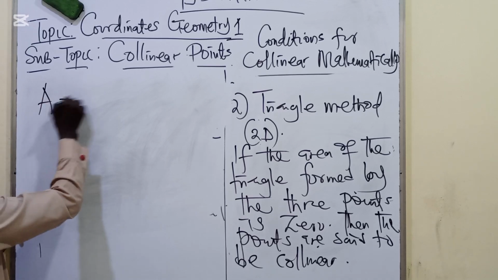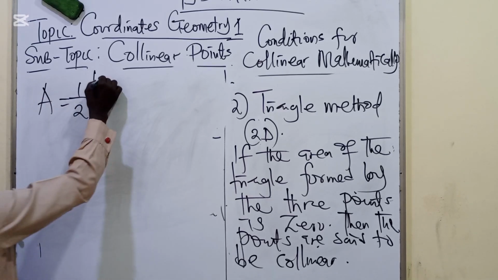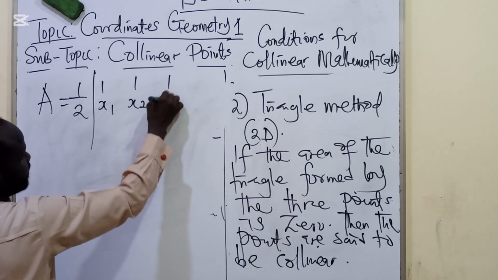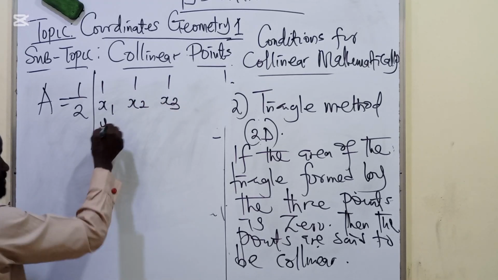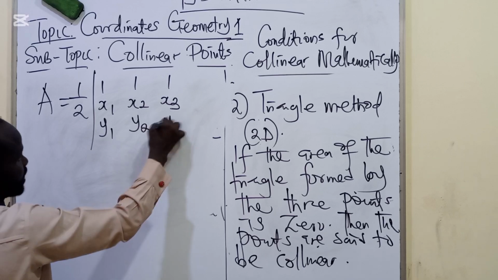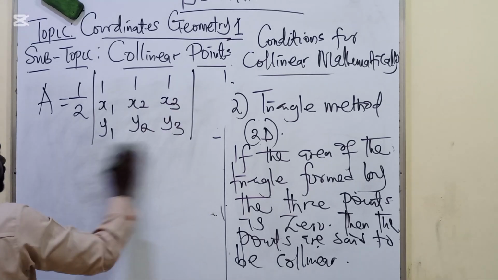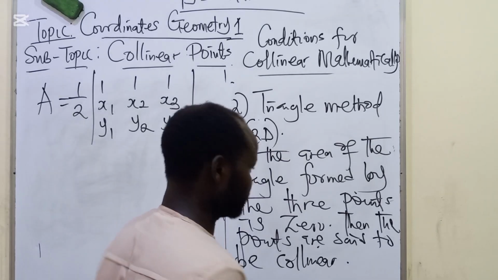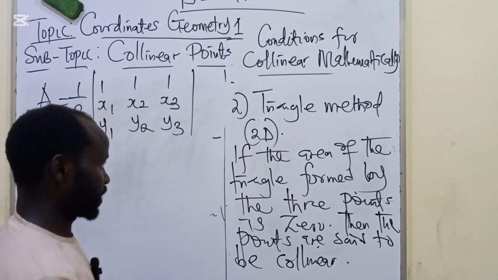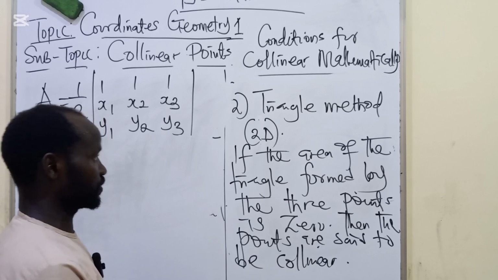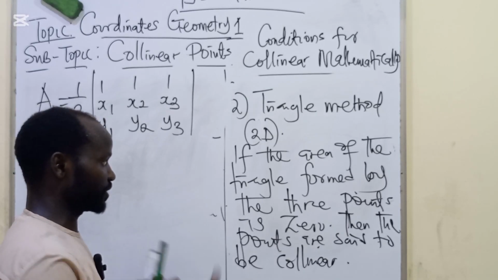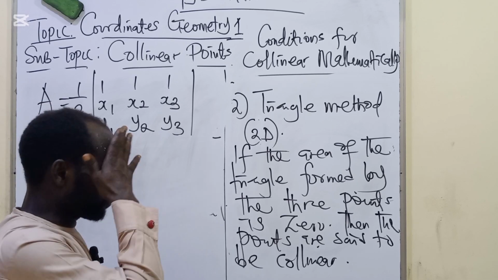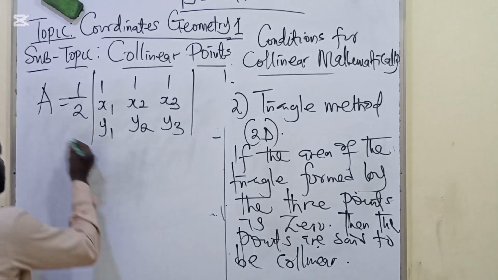That's the area now of a triangle. Now we have the absolute value of 1 over 2, then x1, 1, x2, 1, x3, then their corresponding y values, y1, y2, and y3. Then we find the determinant of this, and if the result is 0, then we conclude that the area of that triangle is zero and the points are collinear. So if the area of the triangle formed by the 3 points is 0, then the points are said to be collinear. Very important.